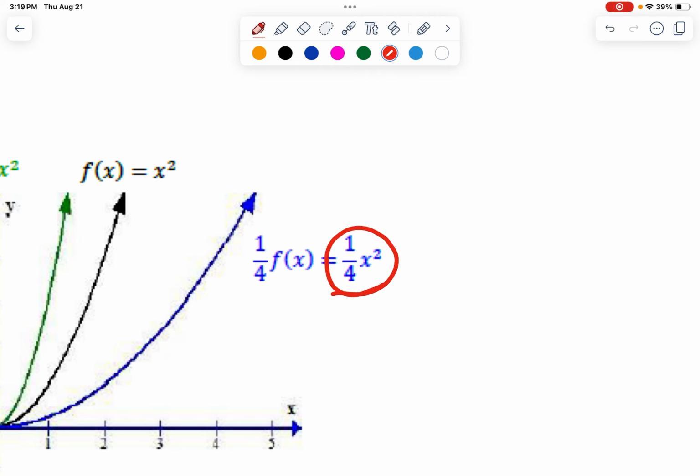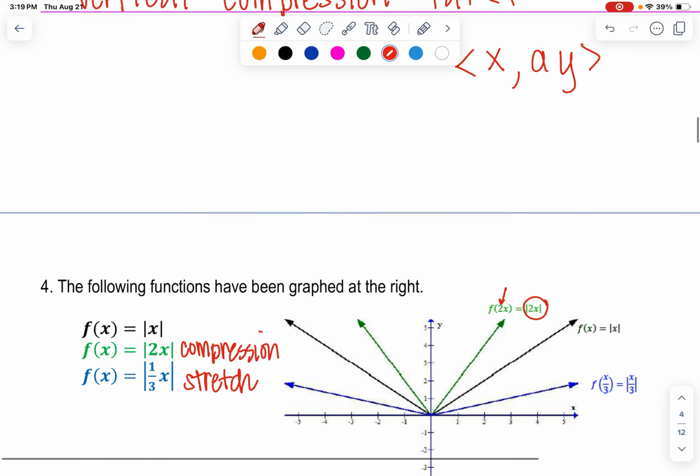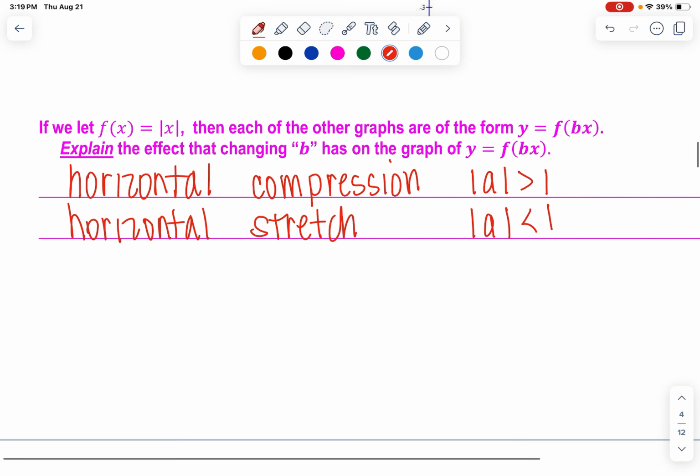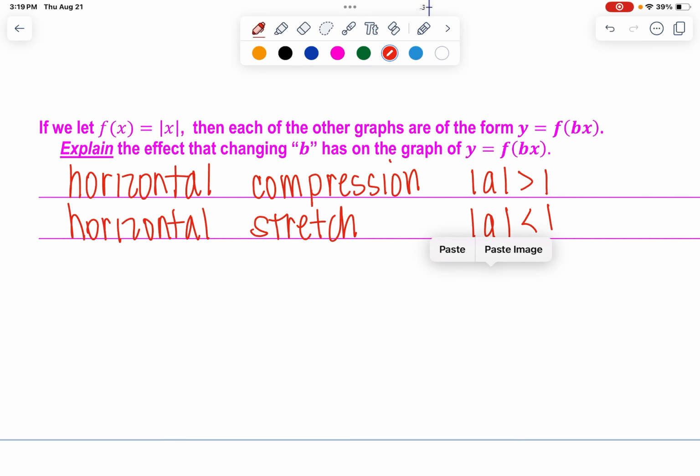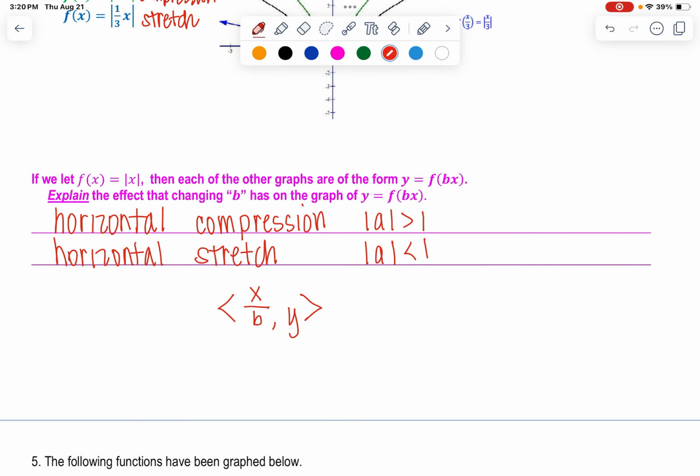This right here is for this particular graph, and then this is for any function. So this would be a multiplier of 1/4 outside the parentheses. This is vertical, since it's outside, a 1/4 is a compression. Okay, so for vector form for horizontal stretches and compression, you're going to change that x value, and what you're going to do is divide by the b value, comma y. Oops, I always want to do parentheses instead of a vector.